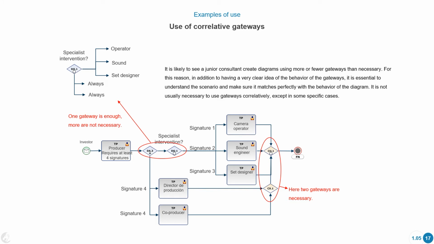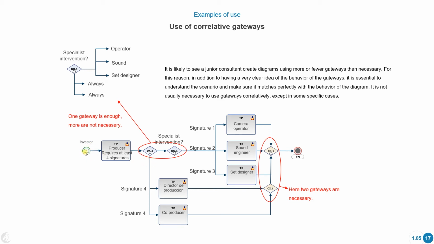It's likely to see a junior consultant create diagrams using more or fewer gateways than what is really necessary. For this reason, in addition to having a very clear idea of the behavior of the gateways, it's essential to understand each scenario and make sure it matches perfectly with the behavior of the diagram of those gateways that we're using. It's usually not necessary to use gateways correlatively, except in some specific cases. So we're going to analyze this scenario.